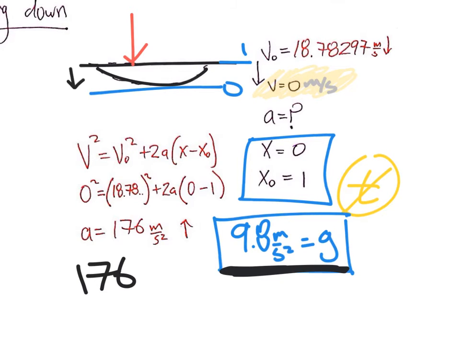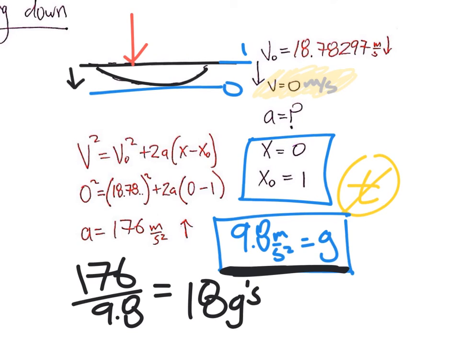So to figure out, I know it sounds fun, to figure out how many G's 176 meters per second squared is, we could just divide, and I think we end up with something like, that's approximately 18 G's of acceleration.